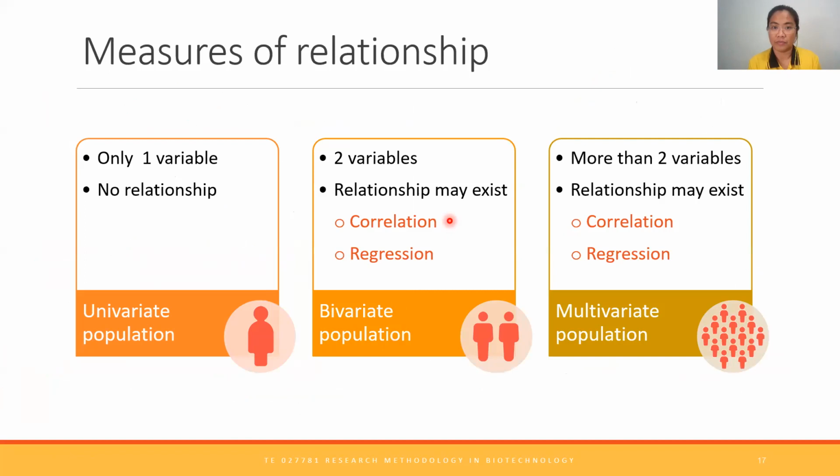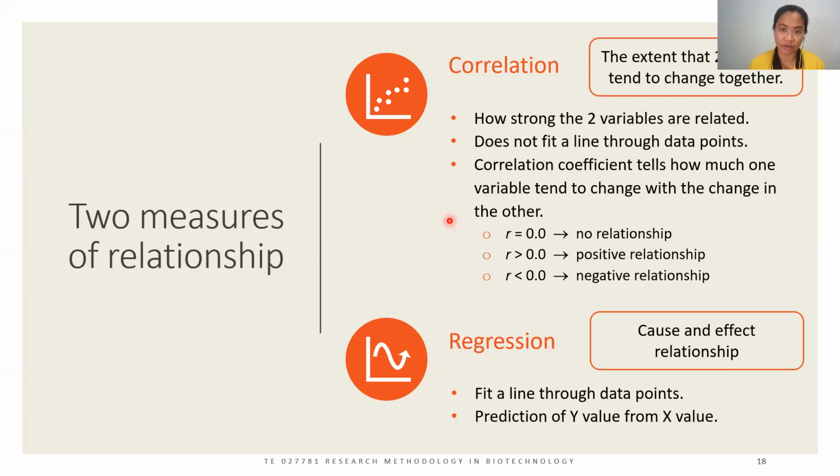To show if the two sets of data correlate to each other. I have introduced to you that correlation just tells you how much the two data sets are correlated, and the regression is to tell the cause and the effect of the relationship.